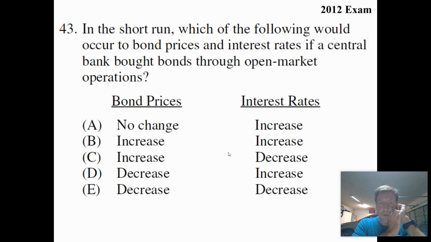All right. A, B, C, or D? 1, 2, 3. C. Okay. Why? You're like, what the devil? How do bond prices even have an effect on anything?